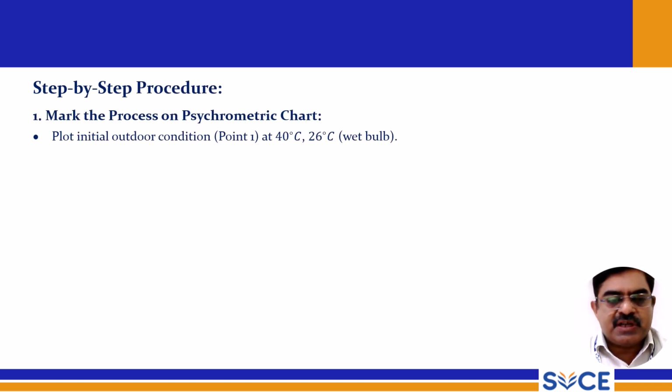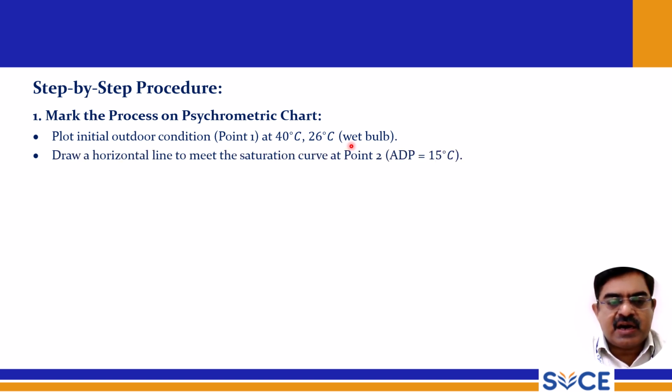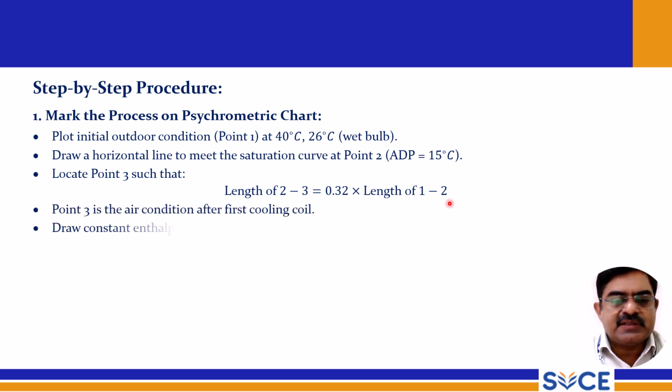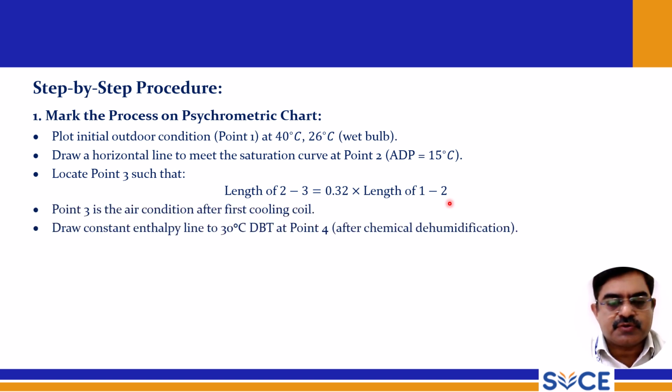So mark the process on the psychrometric chart. Plot the initial outdoor condition point 1 at 40 degrees Celsius and 26 degrees wet bulb temperature, and draw a horizontal line to meet the saturation curve at point 2. ADP is given, that is 15 degrees Celsius. Locate point 3 such that length of 2 to 3 is equal to 0.32 into length of 1 to 2, and point 3 is the air condition after the first cooling coil.